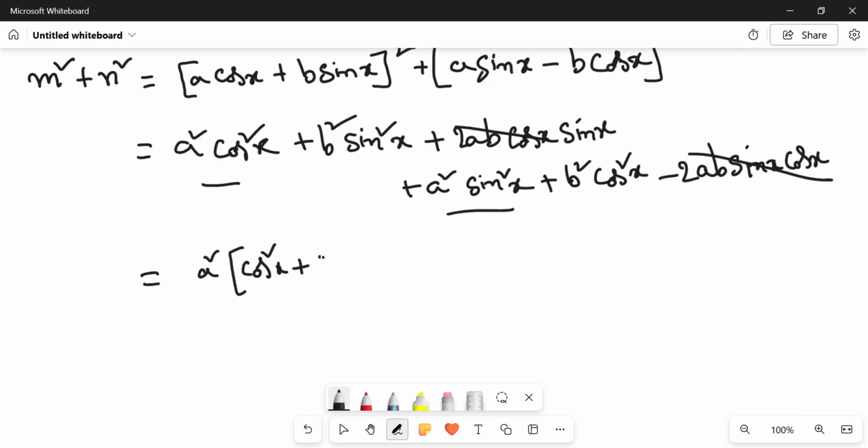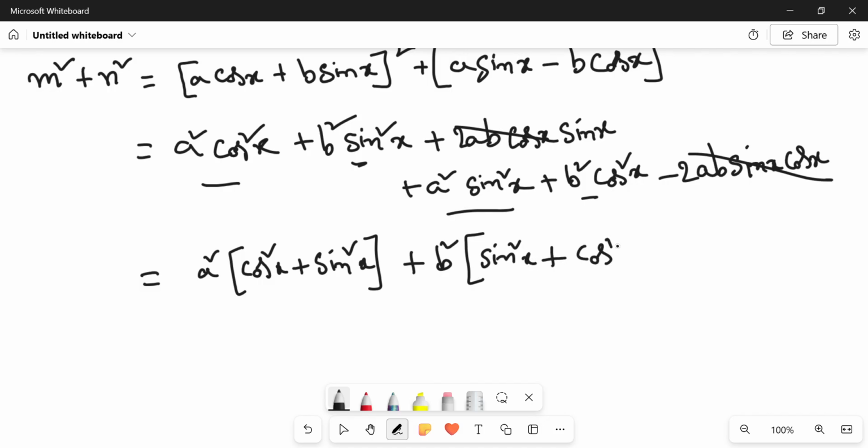Plus, you have b square, which can be taken as common out of this term and this term. So b square into, you have again sin square x plus cos square x, and sin square x plus cos square x is 1. We know this very well. Sin square x plus cos square x will be 1. So hence the result a square plus b square.